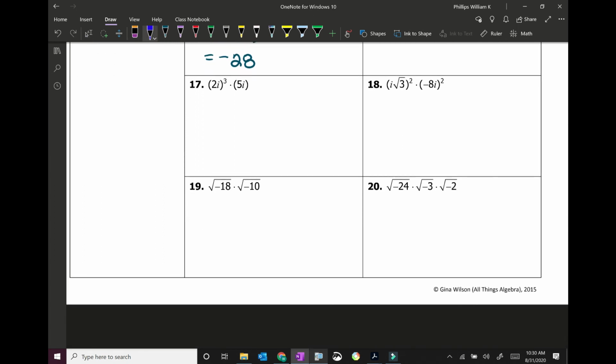So here on 17, if I have 2i to the third, this is 2i times 2i times 2i times 5i. Now, you could just cube, say 2 cubed is 8, and then i cubed is i cubed. You could have done that, but I'm just expanding so you see how all of this plays out. So 2 times 2 times 2 is 8, times 5 is 40. i times i times i times i is i to the fourth. We know the value of i to the fourth. It's positive 1, so the solution here is 40.